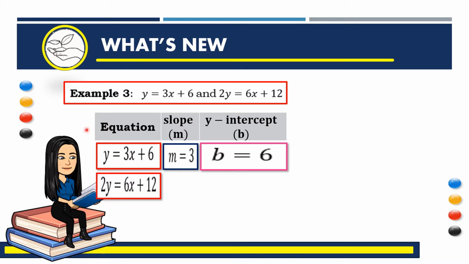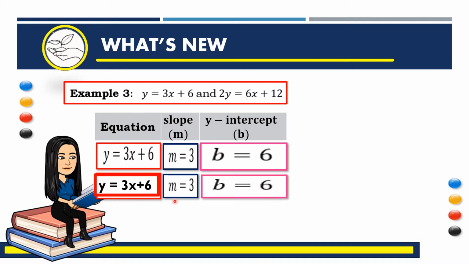So, in order to get the slope-intercept form y equals mx plus b, let's divide both sides by 2, so it will now become y equals 3x plus 6, wherein our slope is equal to 3 and our y-intercept is equal to 6. And as you can see, both equations have the same slope and the same y-intercept. So what could be the graph?